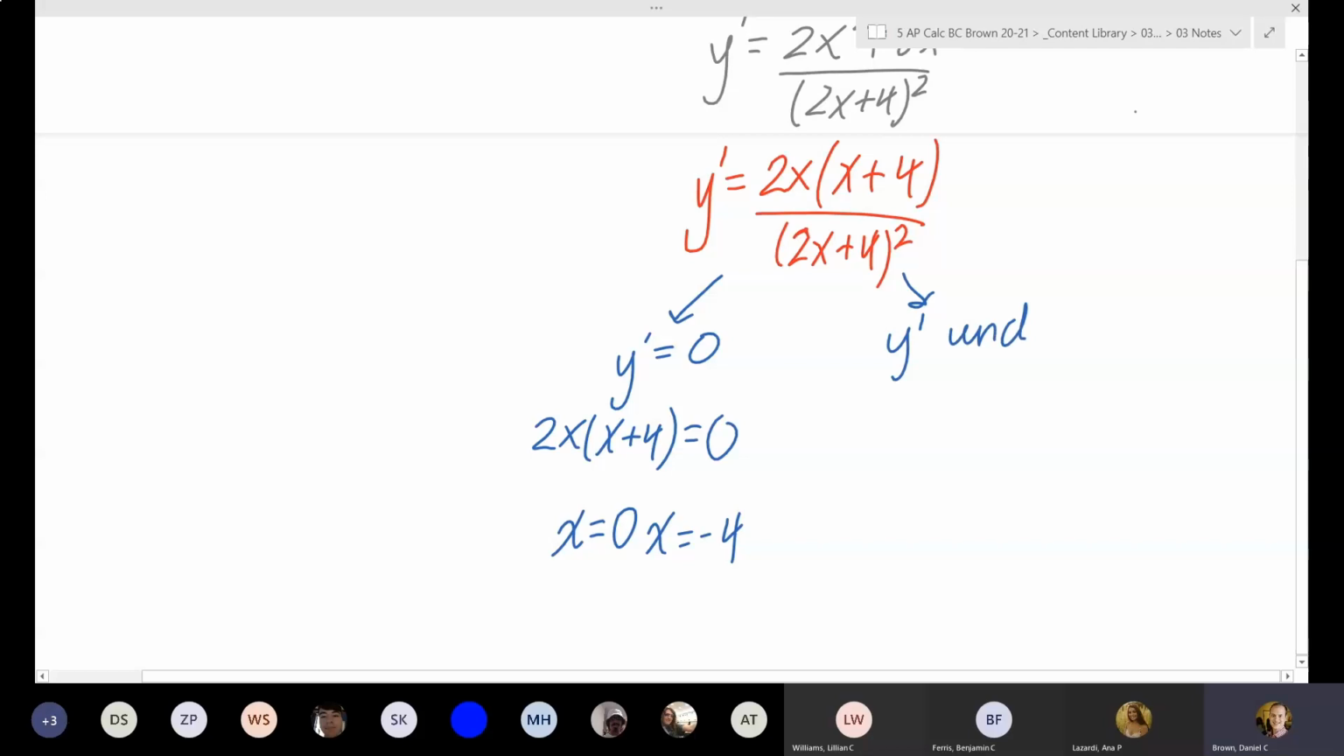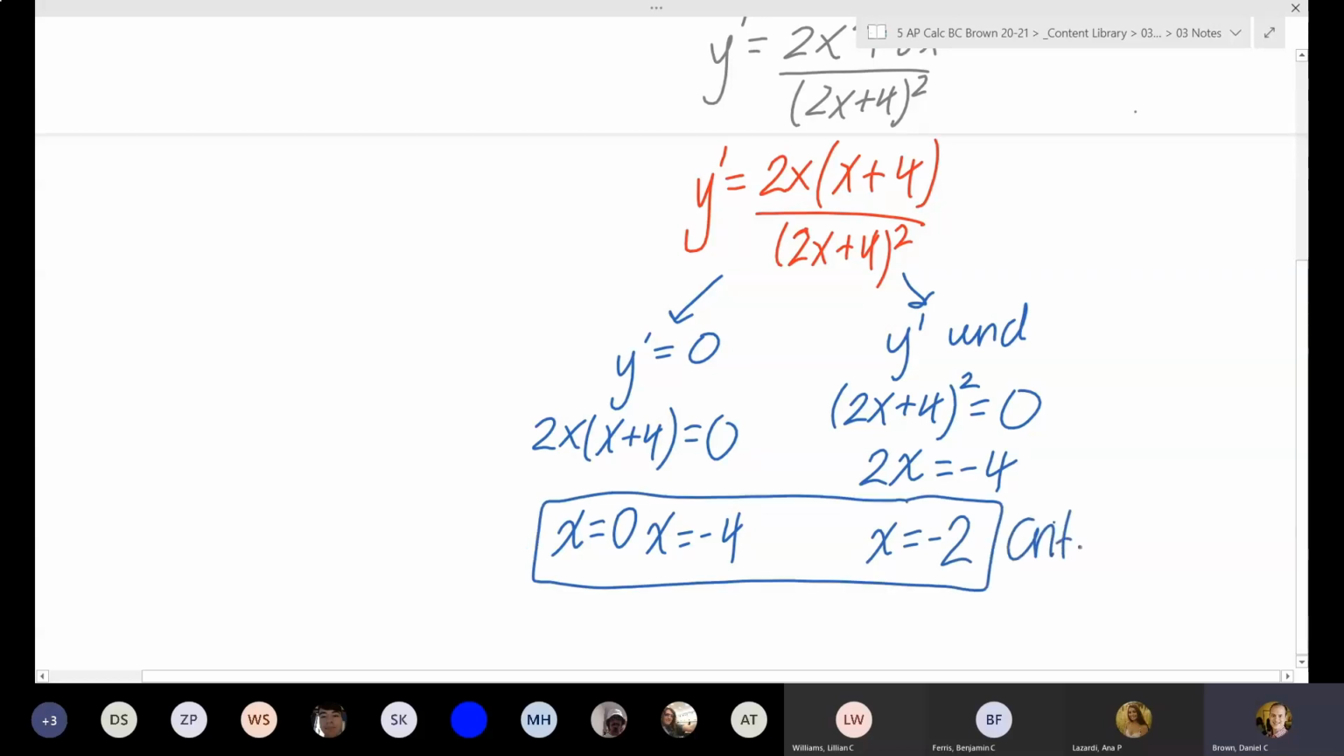This first derivative will be undefined when that denominator is equal to 0, because we know in math we cannot divide by 0. We'll take the square root, the square goes away, minus 4 divided by 2, I get x is equal to, I'll go and spell it out, we get x is equal to -2. So if I'm looking at this graph, it has 3 critical points or critical numbers.